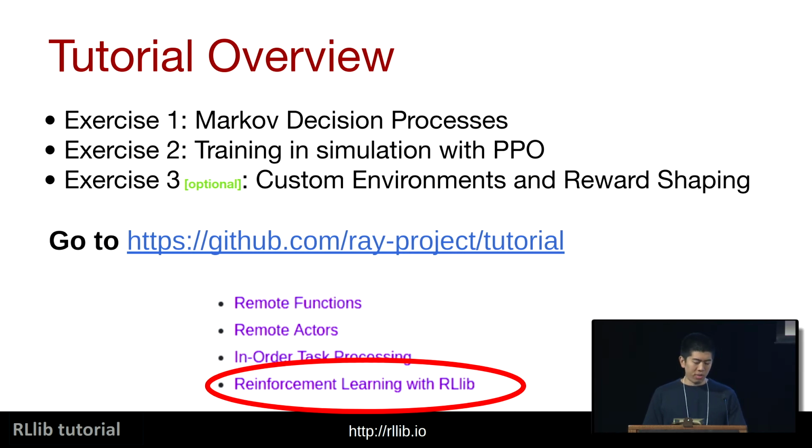So for this tutorial, we're going to cover the basics of setting up RL environments, understanding how they work, and training with RLlib. So the first exercise will be just getting familiar with RL environments or Markov decision processes. The second is training a PPO policy in RLlib. And the third exercise, which is optional, is how to create a custom RL environment and how to tune the rewards to try to encourage learning.